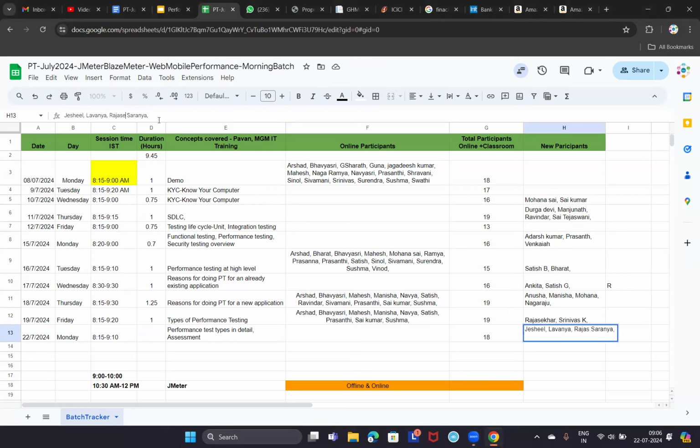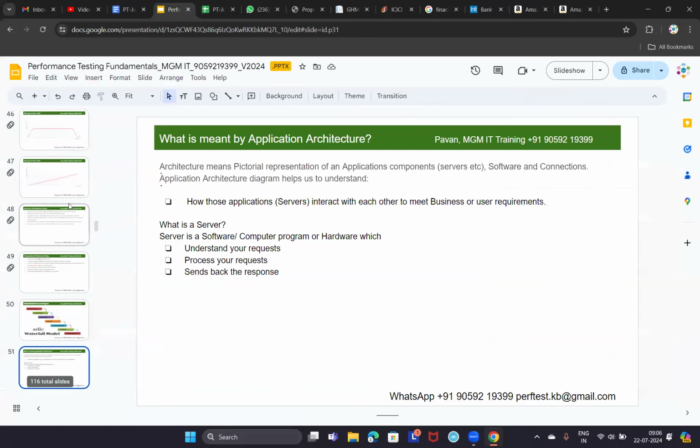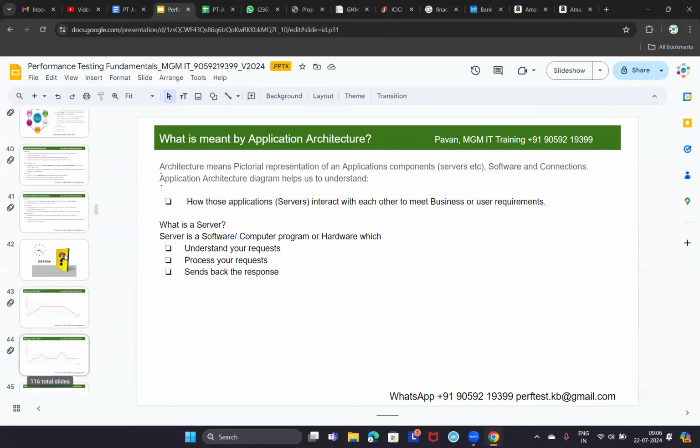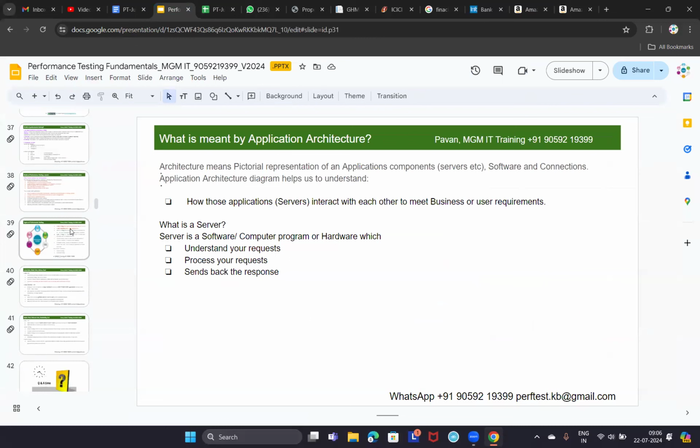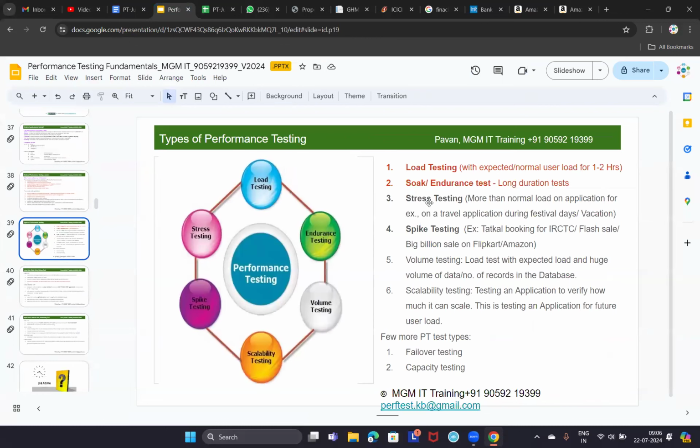And please remember, every application doesn't require all these types of testing. I already mentioned that. You need to learn how to do load testing and soak testing. That is important, that is mandatory. And then stress and spike for 3+ years of experience. You need to be familiar with these four types of testing.